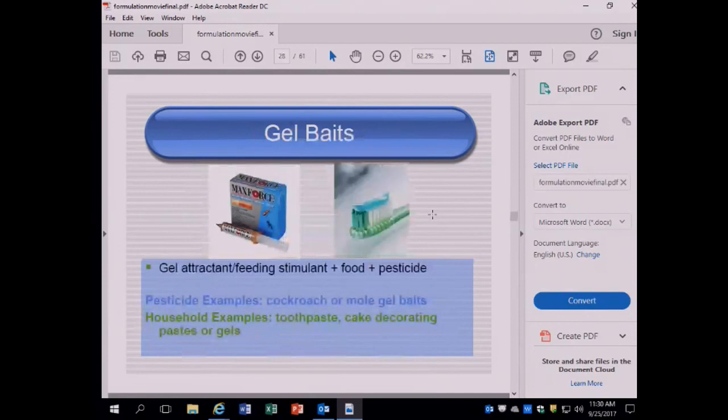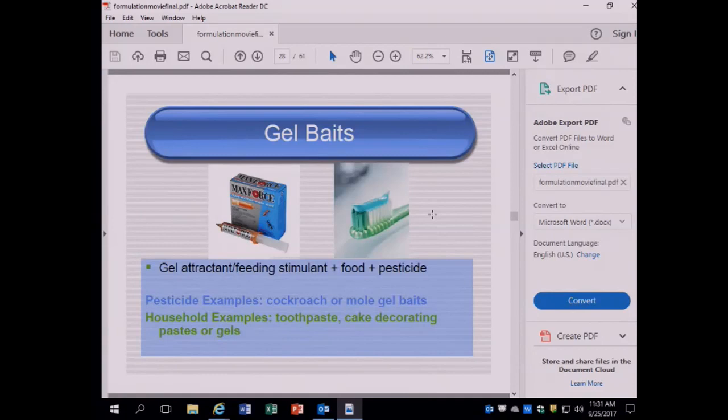Next one is a gel type bait. That's a gel attractant with a feeding stimulant plus the food and the pesticide. There again, it's a household, different type of insect baits. A household example, and I never thought about this as being a household example of a gel type bait.